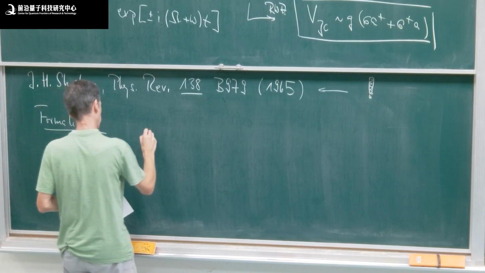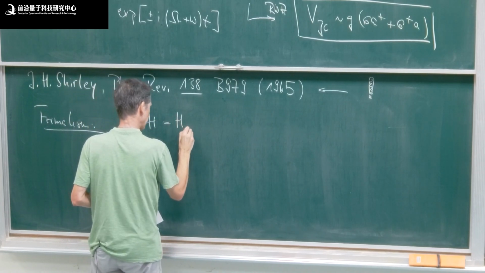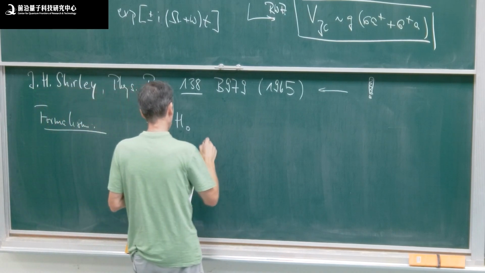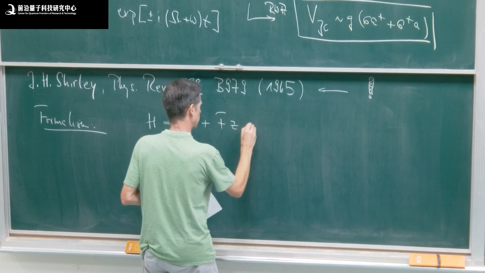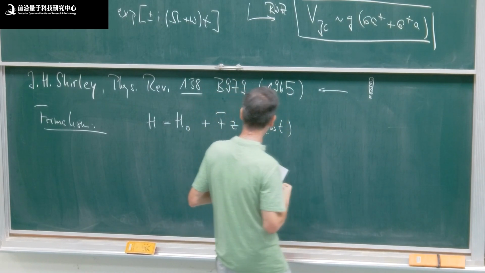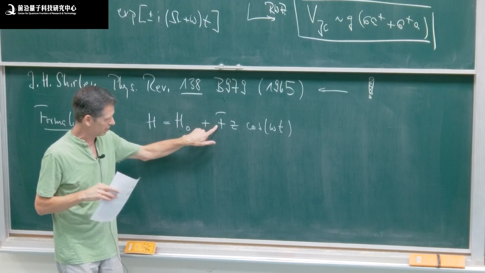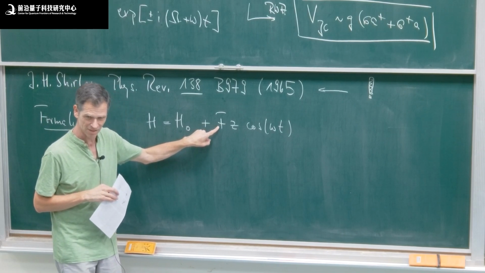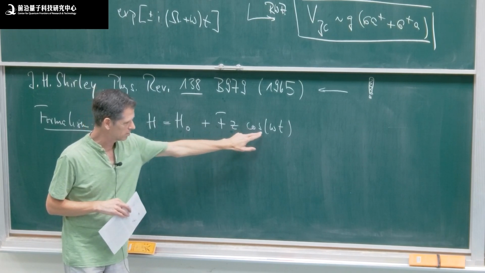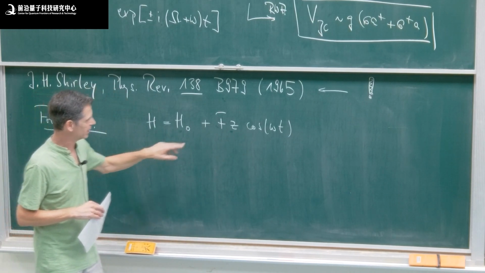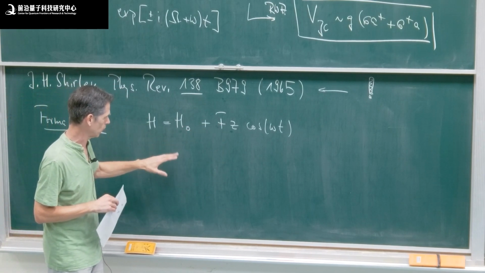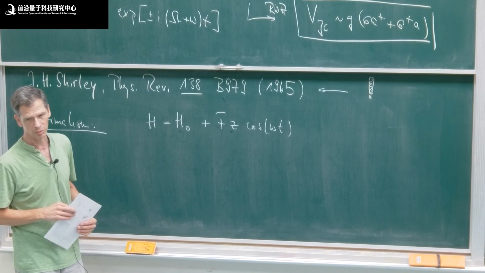So we consider the following Hamiltonian, H, given by the unperturbed Hamiltonian, which we already have diagonalized, plus F z cosine omega t. Remember that in my handwriting this is an F, it's not a plus or minus. It's the amplitude, the strength of the driving field. That's the dipole coupling, that's the time dependence of the drive. I measure the electronic charge in units of the electronic charge, so I set it equal to 1. And that's the Hamiltonian we are going to deal with.